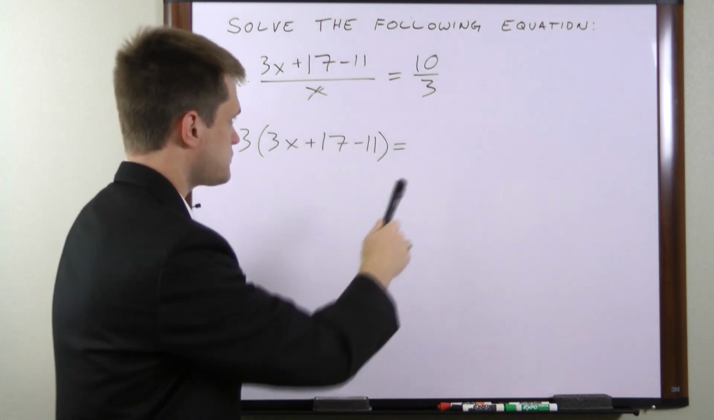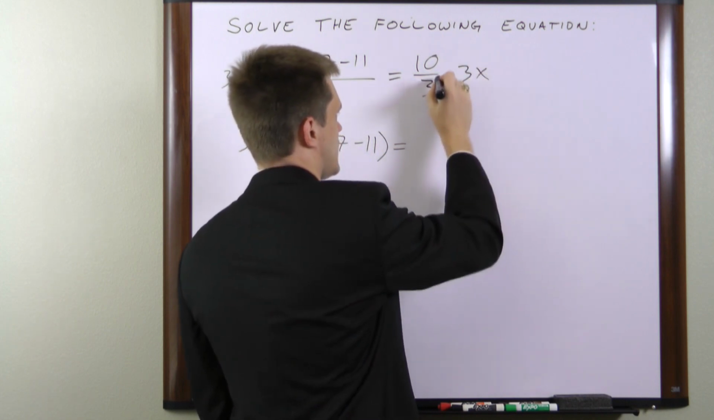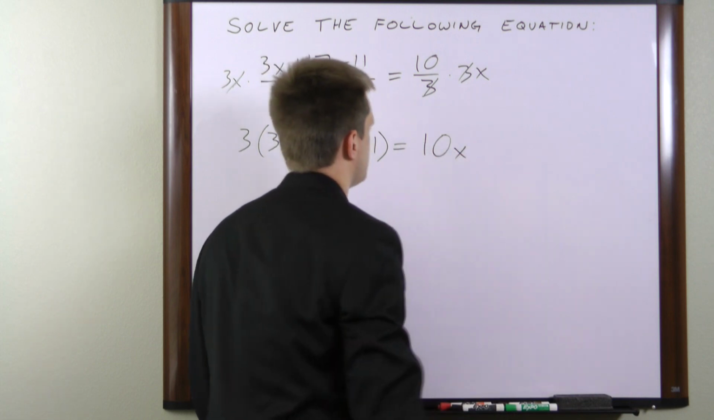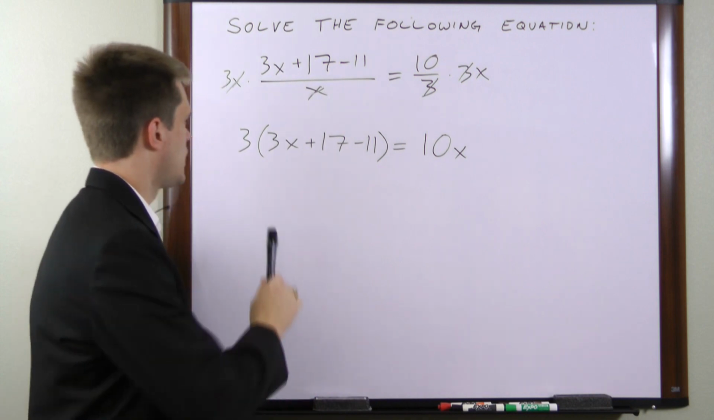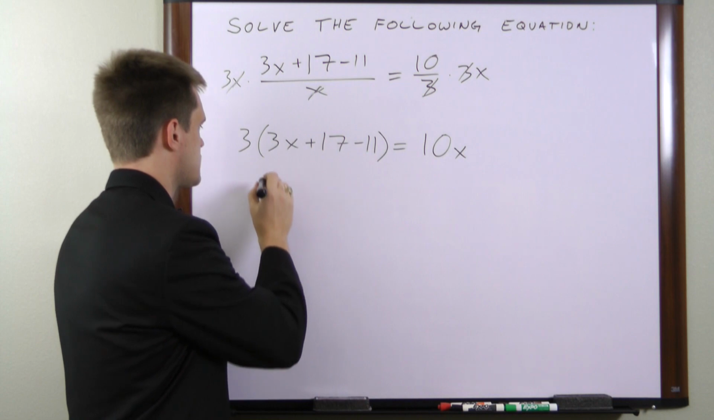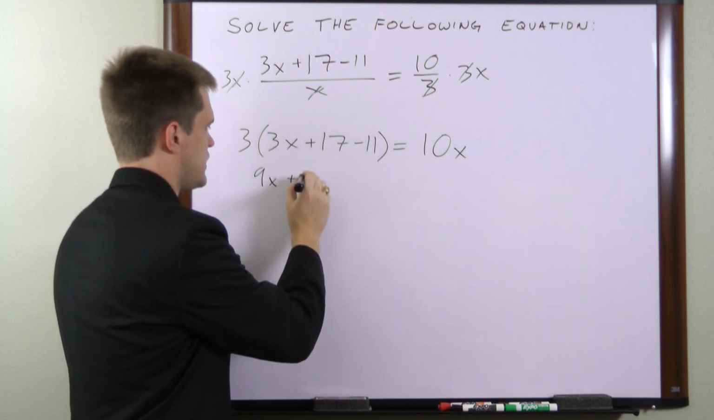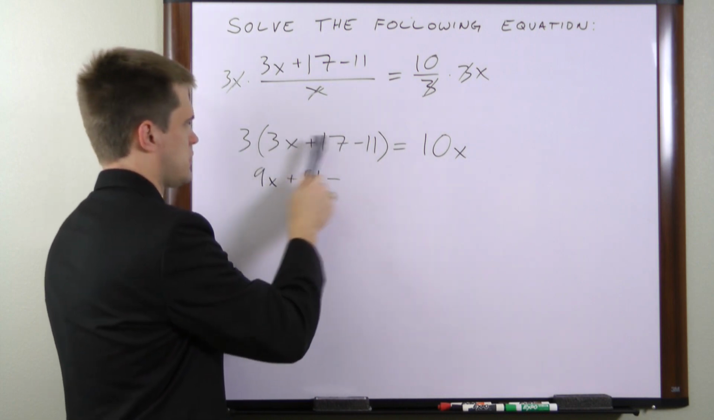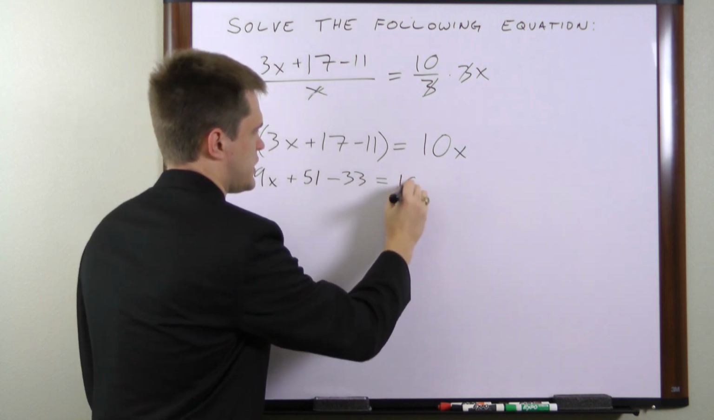If we multiply the right side of the equation by 3x, we can cancel out the 3, and what we're left with is 10x. So now we just have to solve this for x. This 3 gets distributed to each of these terms, so 3 times 3x is 9x, plus 3 times 17 is 51, minus 3 times 11 is 33, equals 10x.